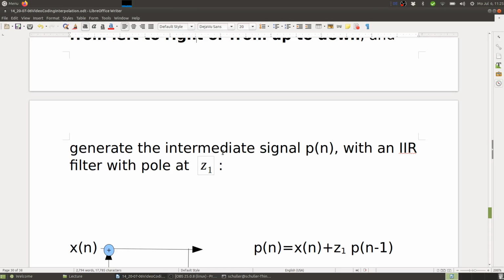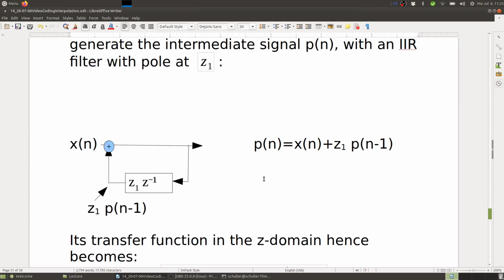And this generates an intermediate signal P of n with an IIR filter with a pole at z1. So this image shows how this structure looks like. So here we have the pixels coming in from left to right or top to bottom, and then we have this delay element. So this keeps the past sample, multiplies it with our factor z1 and adds it to the input to obtain the output. So this is the result. This is our P of n, and that is the x of n coming in plus z1 times P of n minus 1, so the last output.